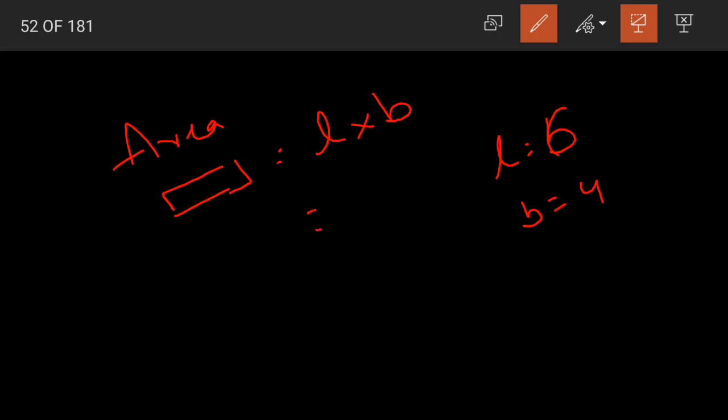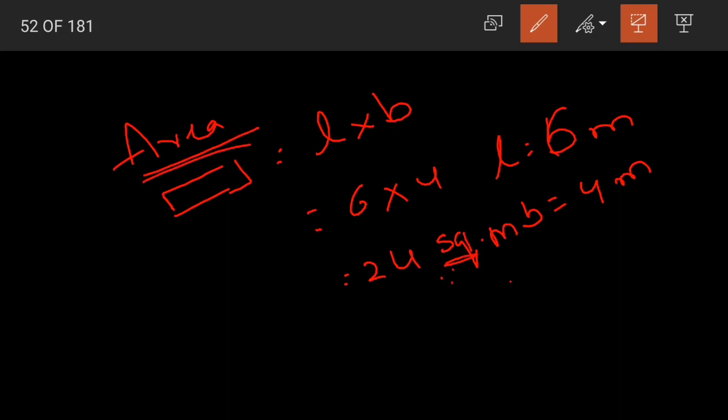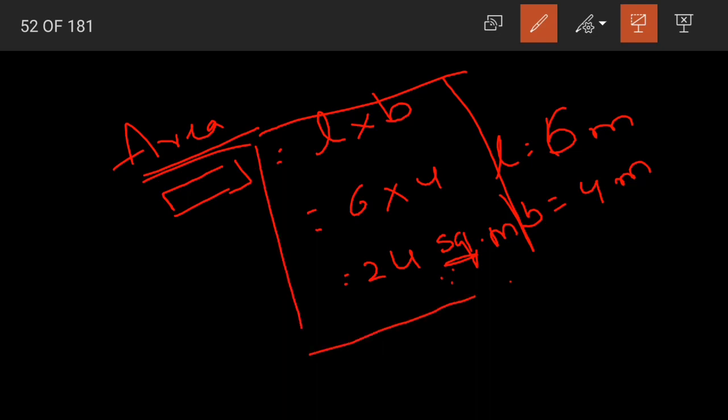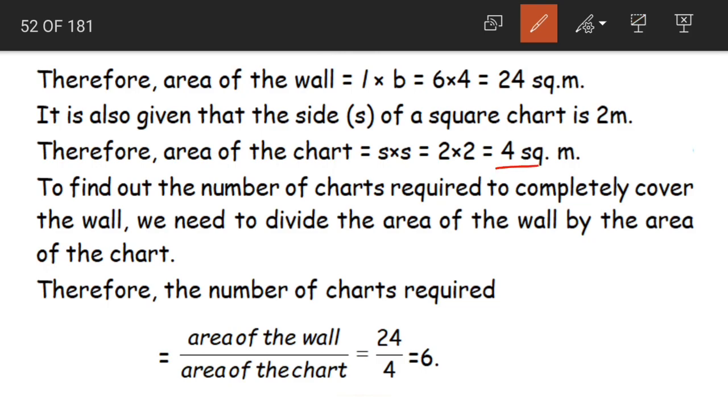Yes children, what is length into breadth here? 6 into 4, that is equal to 24. Again the length was 6 meters and the breadth was 4 meters. So what will be the unit of measurement here for area? It would be square meters. For area we use sq, that is nothing but square, and as the measurements are in meters we have written meters. So the area of our wall is 24 square meters. So we have to cover 24 square meters of wall with our charts.